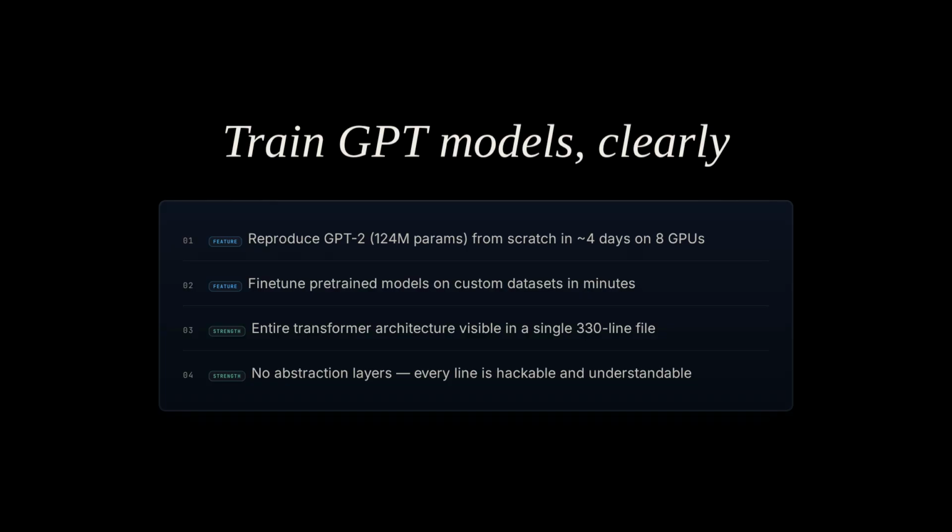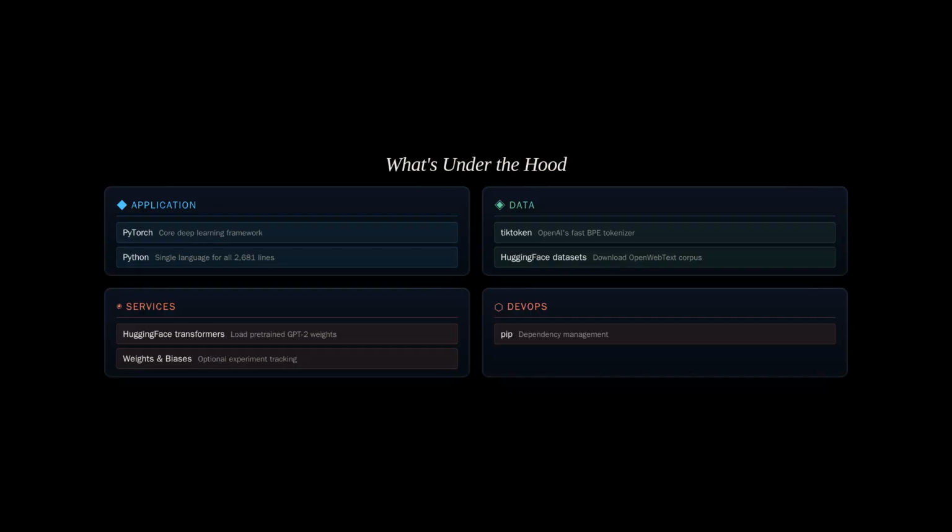The tech stack is refreshingly minimal. PyTorch handles the heavy lifting, TikToken tokenizes text at speed, and Hugging Face provides both datasets and pre-trained weights. There's optional Weights and Biases logging if you want it, but the core experience needs nothing beyond PyTorch and a GPU. Let's walk through the architecture.